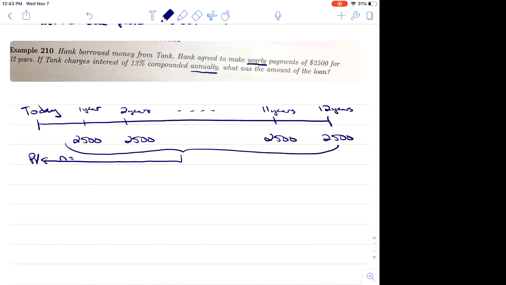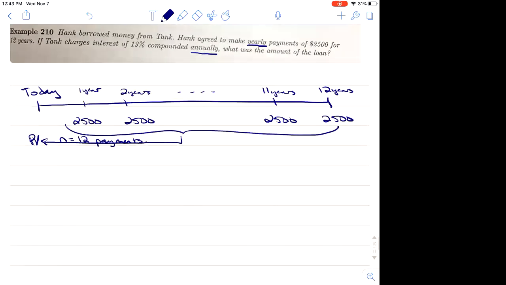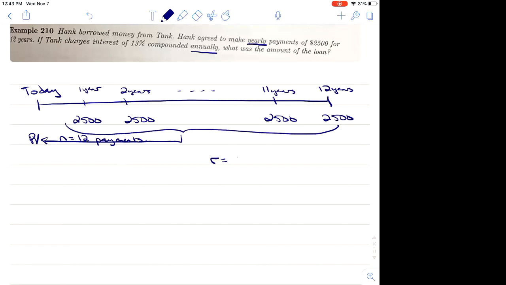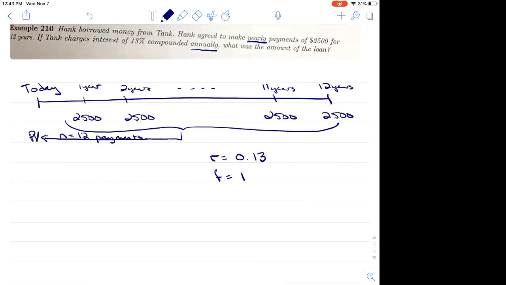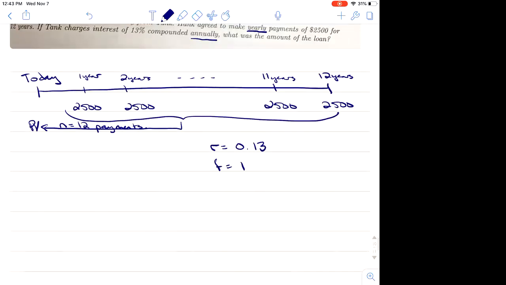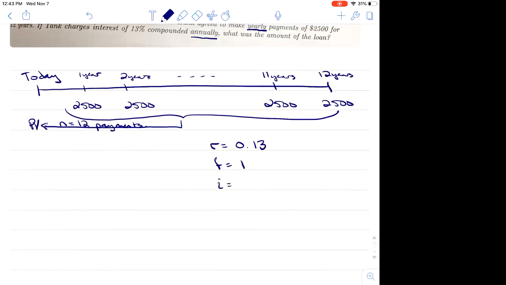And the number of payments: he's making yearly payments for 12 years, so we've got 12 payments. We're told that R is 0.13, yikes. And the frequency is 1, compounded annually. So we know that I is R over F, but because F is just 1, it's 0.13.